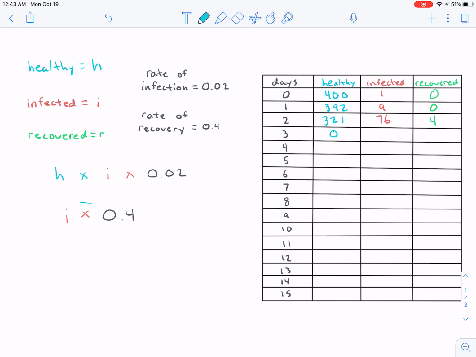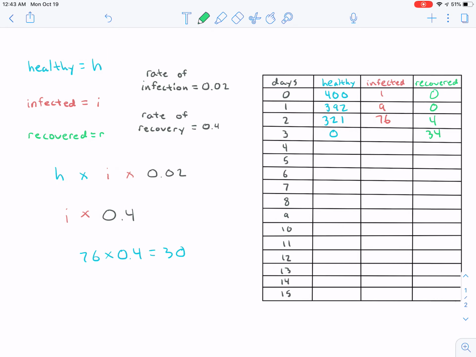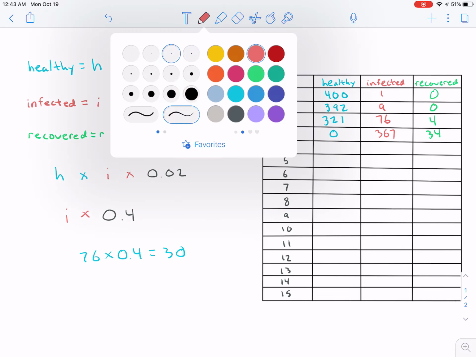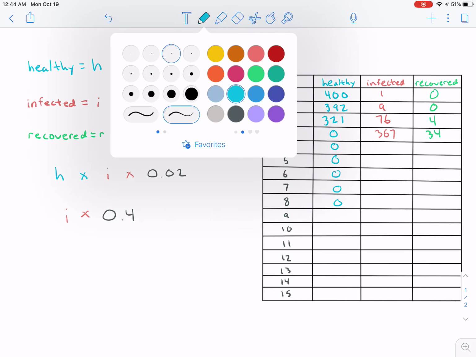If we run this equation again, we get 76 times 0.4, we get around 30. So now we add 30 to our recovered population. So now we have 34. And then the rest of those is around 367. And, well, we know nobody's going to be adding to this column, so we could just put 0 for the rest of these. And I already did the calculations beforehand. You can do these if you want, but it's pointless, right?